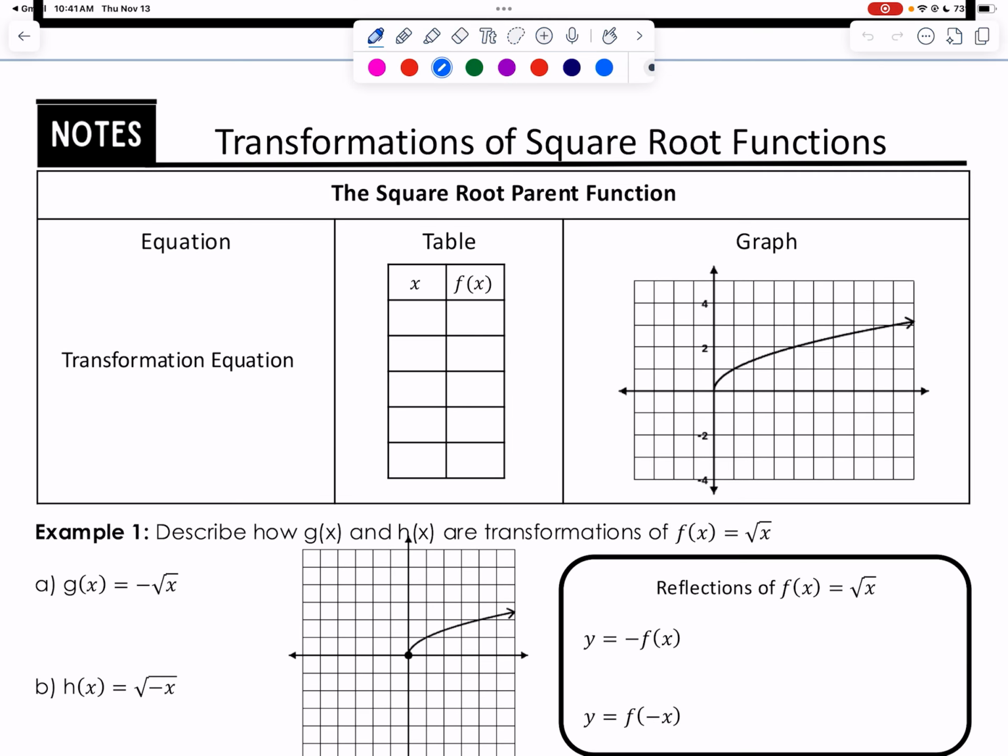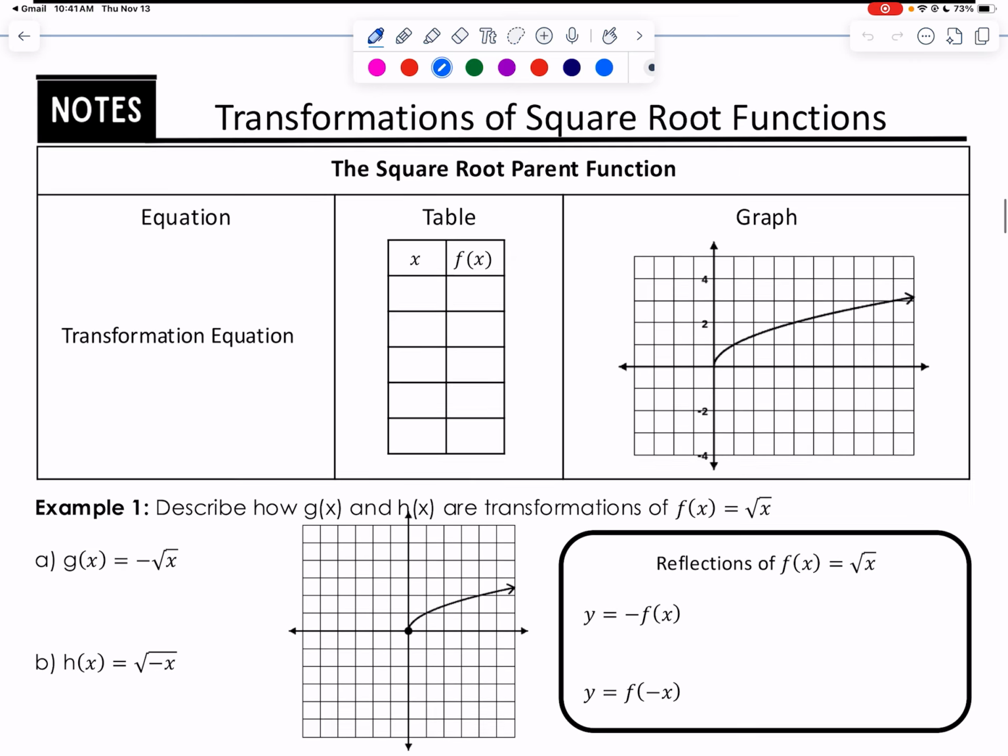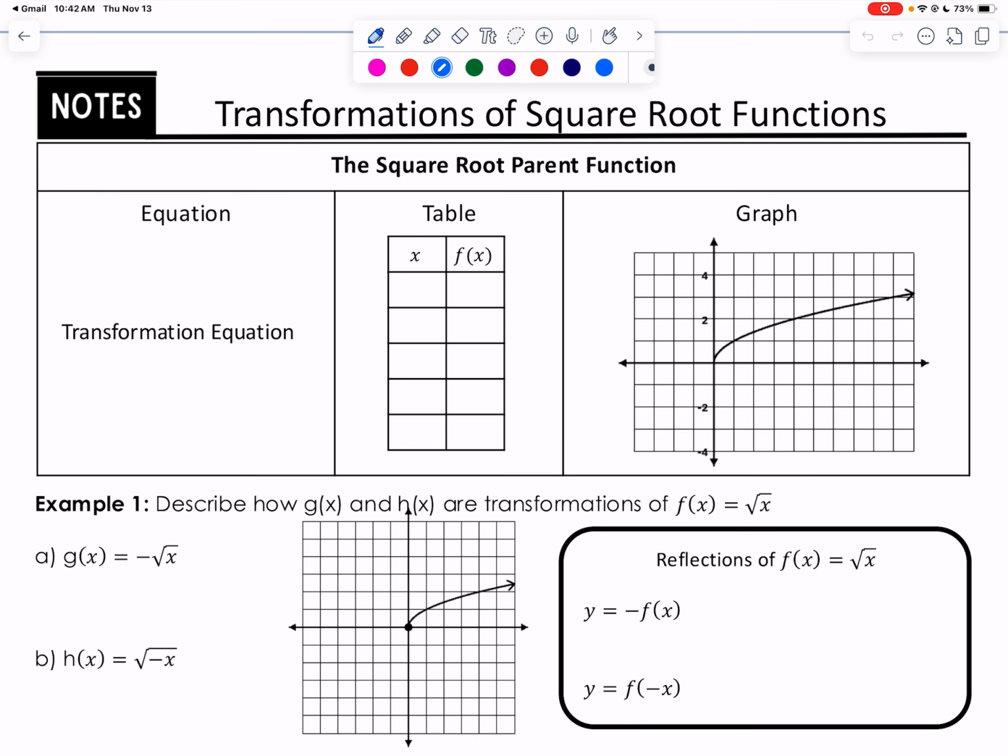In today's lesson, we will look at the transformations of square root functions. Now, our most basic square root function, sometimes called the parent function, looks like this. f(x) is equal to the square root of x.